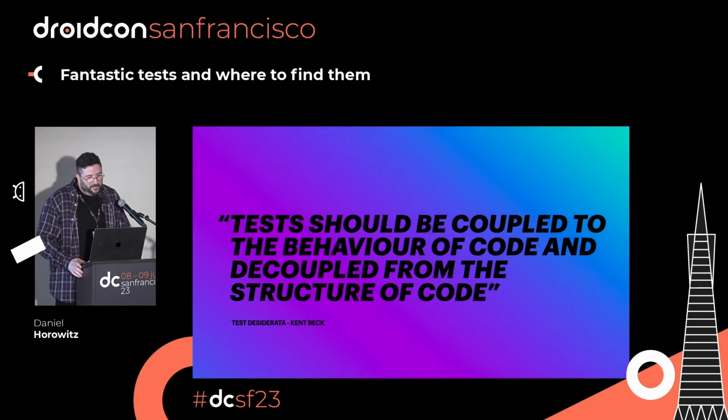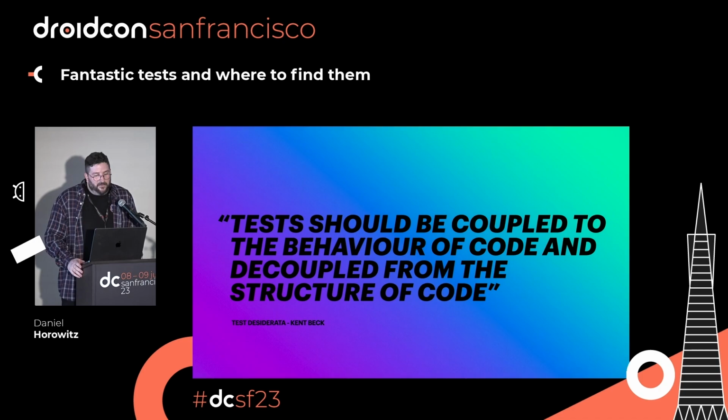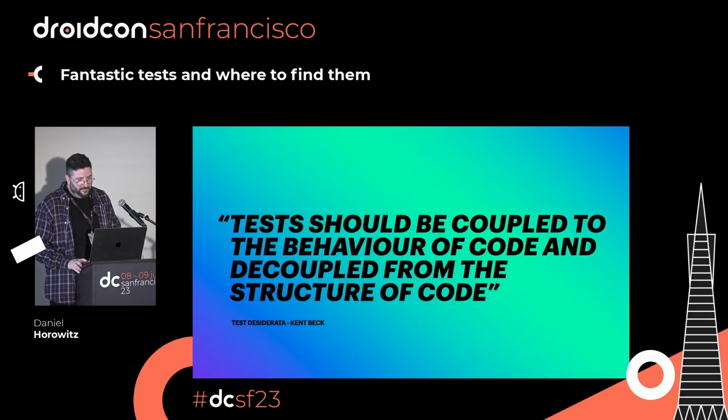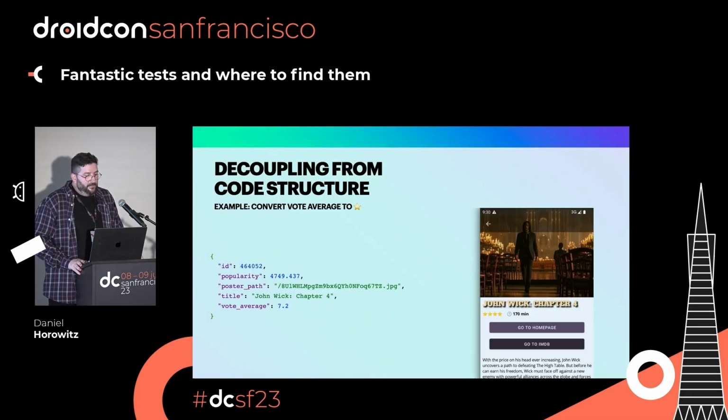And if you're going to get something out of this talk, I hope you'll get this one. So yeah, tests should be coupled to the behavior of the code and decoupled from the structure of the code. We'll go through an example of what this means. But yeah, this for me is the most important one. So what does it mean, right?